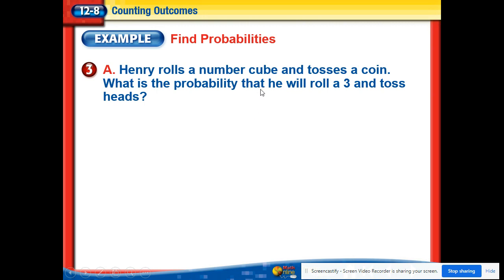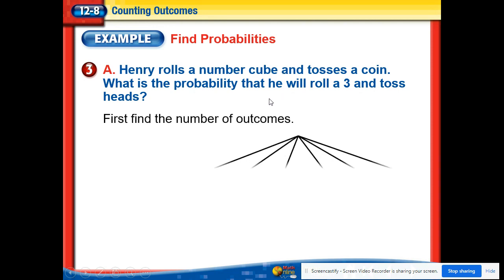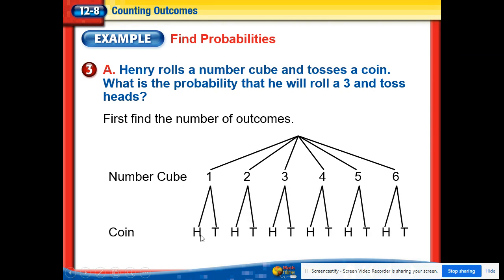So Henry wants to roll a number cube and toss a coin. What's the probability that he will roll a 3 and also get a heads? So let's start with the number cube. What are the possibilities with the number cube? The number cube has 1, 2, 3, 4, 5, 6. So we have all these different branches that we can have for the number cube. Now each number on the cube will get a coin toss. So if I get a 1, I have a possibility of a heads or a tails.